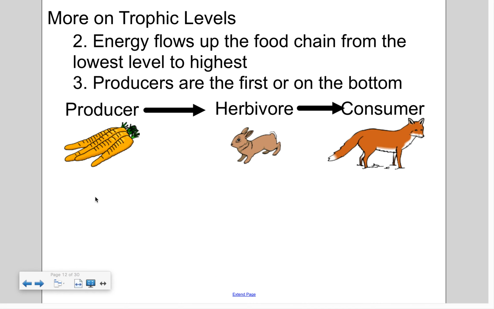My bad. Anyways, more on trophic levels. Energy flows up the food chain from the lowest level, in this case the producer, to the highest level, and producers are always the first, or on the bottom. So it usually goes producer to an herbivore, maybe an omnivore, and then a carnivore consumer of some sort.